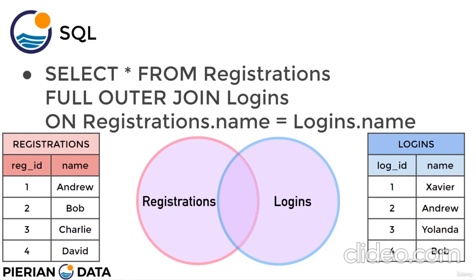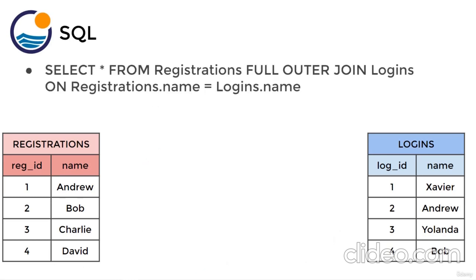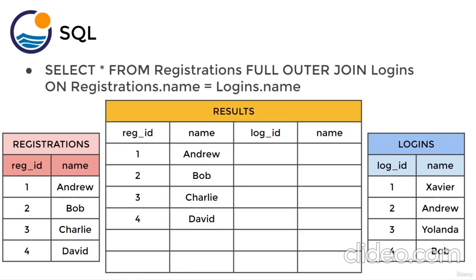So let's take a look at this. The actual syntax here would be select all the columns from registrations, perform a full outer join on logins on registrations.name equal to logins.name. So let's actually see how SQL thinks about this in the background. First, we're saying grab everything from the registrations table. I'm going to make the font a little smaller so we can fit in the results table. We're going to fill in the results table the way we can think about this. We're saying grab everything from registrations and a full outer join on logins.